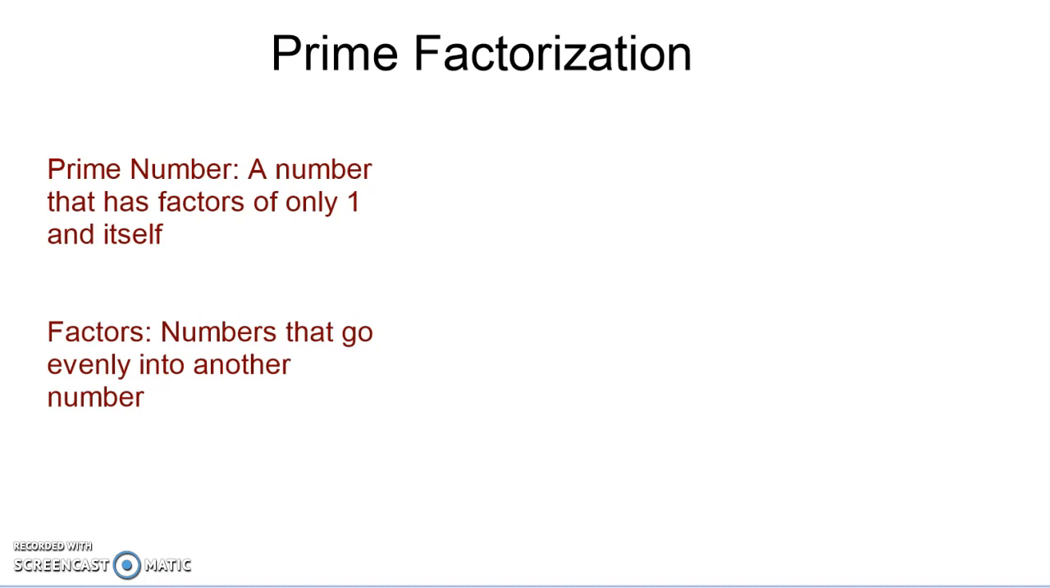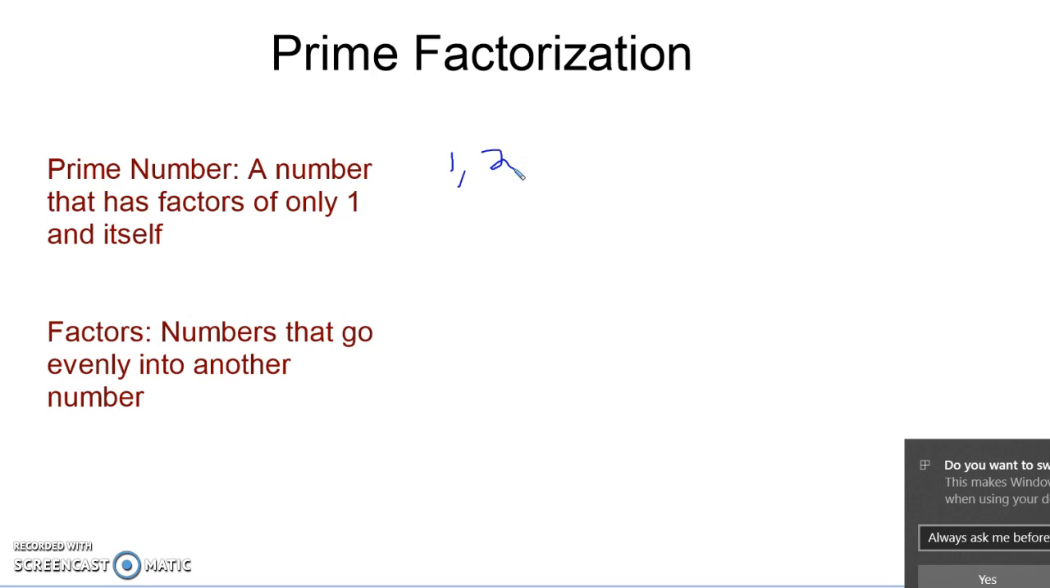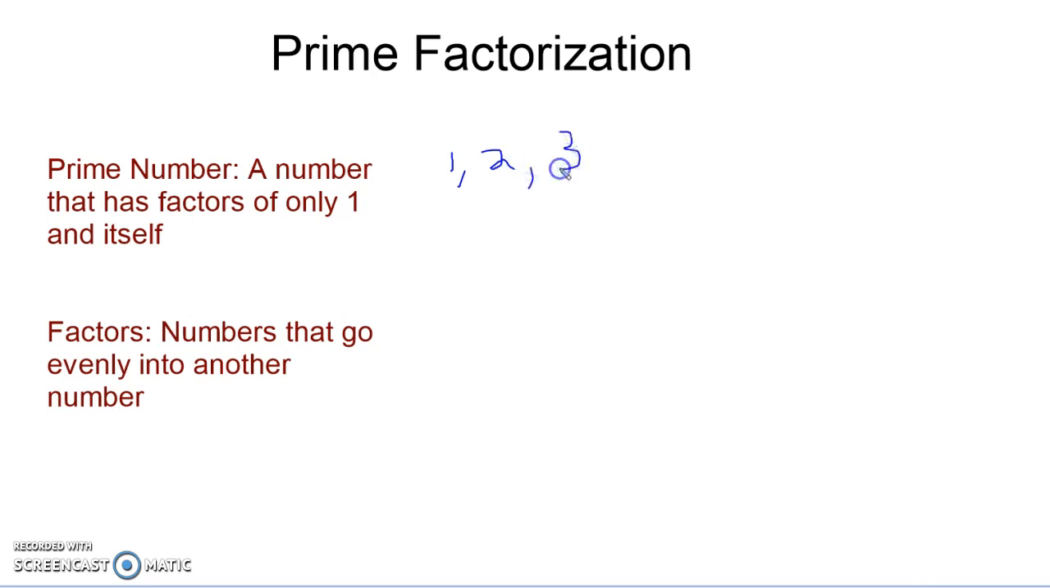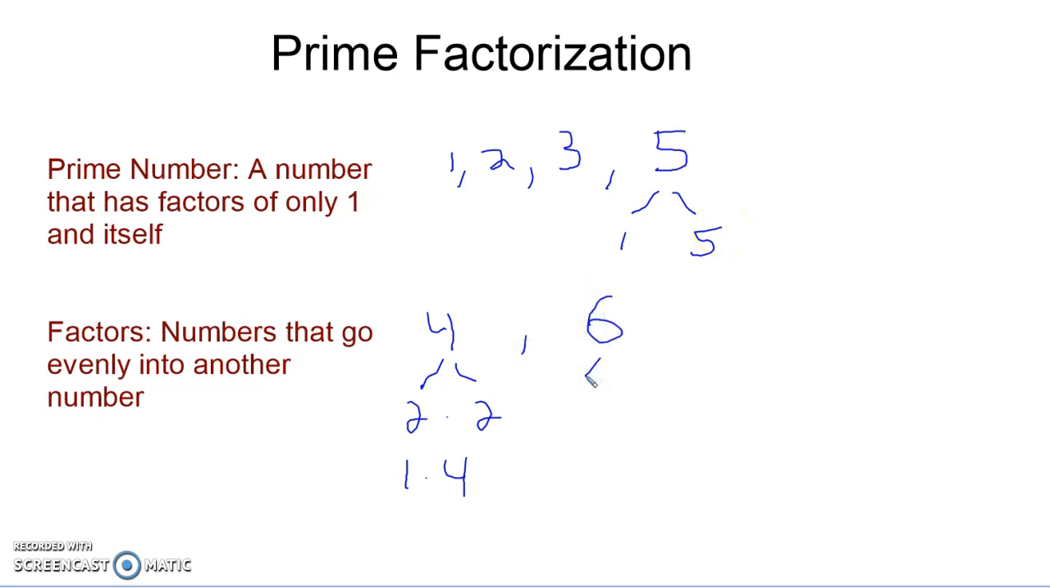So, for example, 1 is a prime number, 2 is a prime number, 3 is a prime number, 4 is not a prime number because it has 2 times 2, which goes into it, as well as 1 times 4. 5 is a prime number because it only can be multiplied by 1 and 5. 6 has factors of 1 times 6. It also has factors of 2 times 3. So this 2 times 3 is what makes it not a prime number.